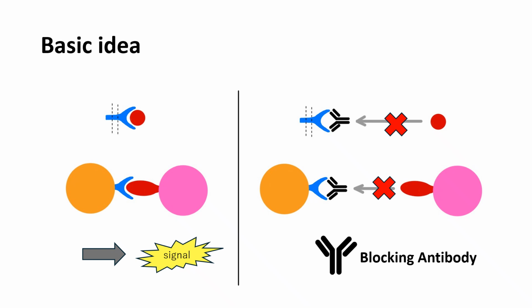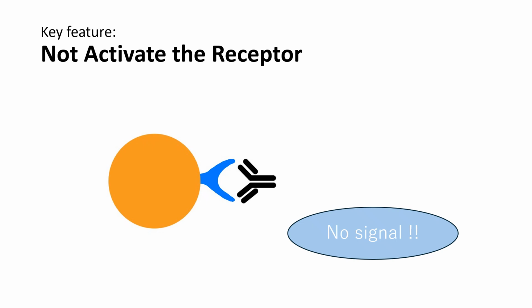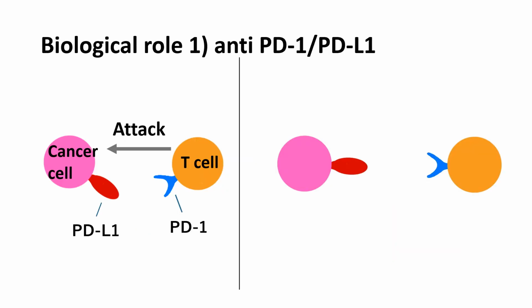These are blocking antibodies. A blocking antibody binds to its target. However, it does not activate the receptor. In other words, binding does not create any downstream signal. Finally, I will introduce examples where the function of blocking antibodies is actually used.